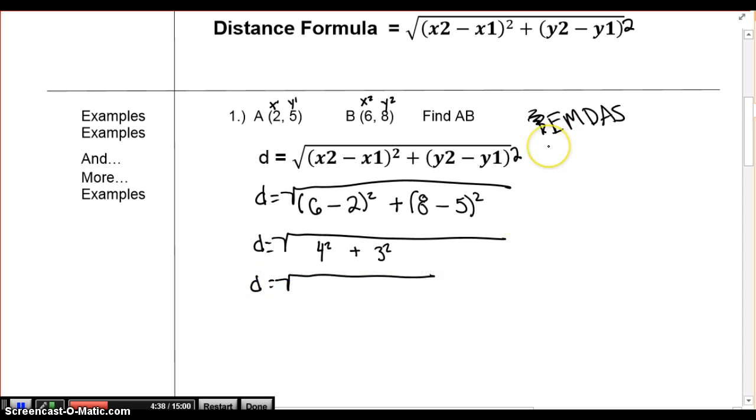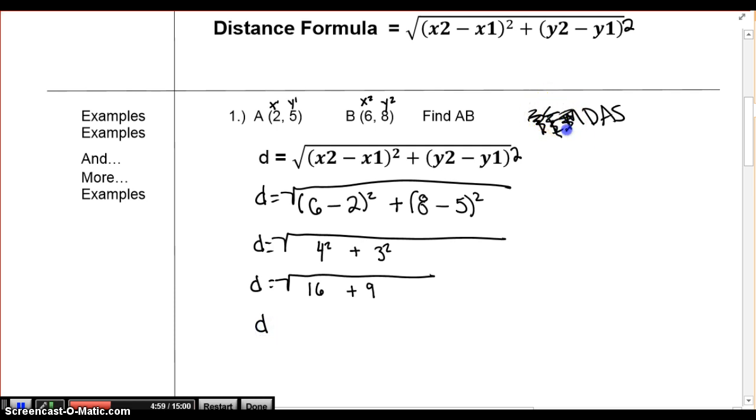In this case, E stands for the exponents. So we're going to get each exponent first. I'm not going to add 4 plus 3 first. Instead, I'm doing 4 squared, or 16, and then I'm going to add that with 3 squared, or 9. So now that gets rid of that.